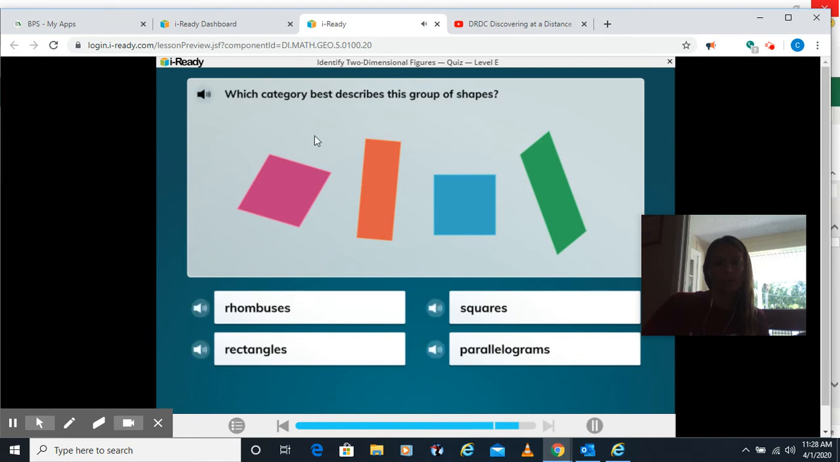Which category would best describe this group of shapes? Do these have four equal straight sides? Are they all rectangles? Are they all squares? Or are these all parallelograms? Parallelograms with our parallel sides. I'm going to go with parallelograms.